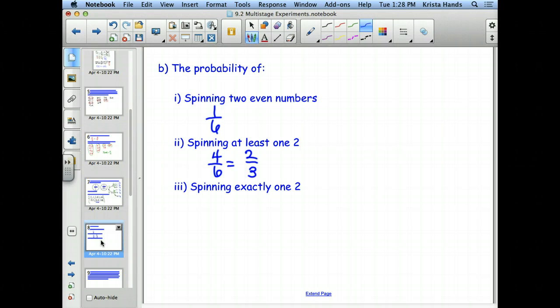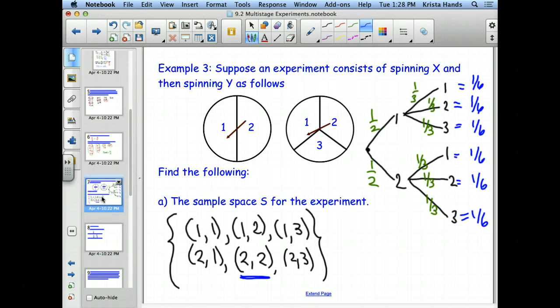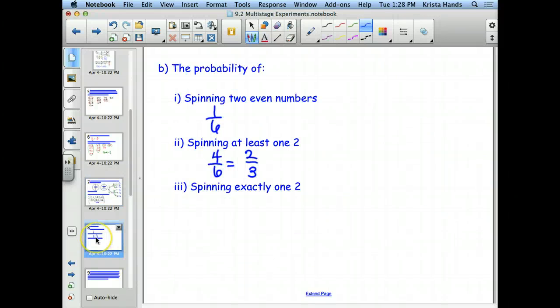The last one says exactly 1, 2. That's 3/6 because it excludes what? Excludes the spins where it was a 2 and a 2. Oh, both spins were a 2. So this one actually ends up being 3/6, and that one does reduce to 1/2.